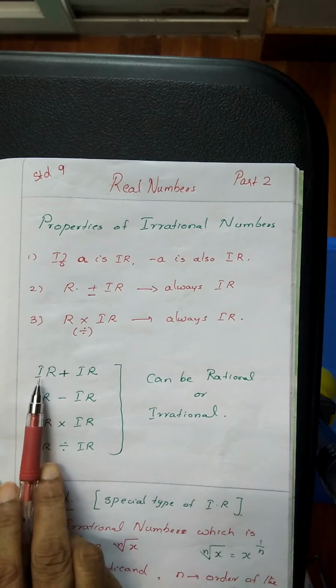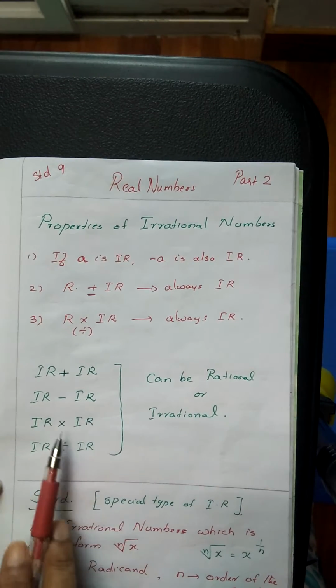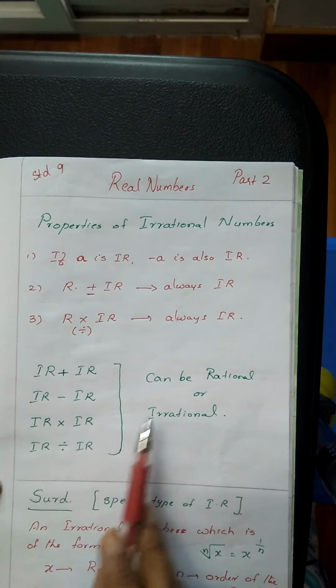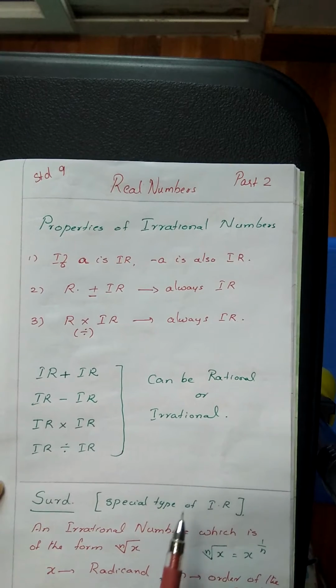But if you add, subtract, multiply or divide irrational with irrational, it can be either a rational number or an irrational number.